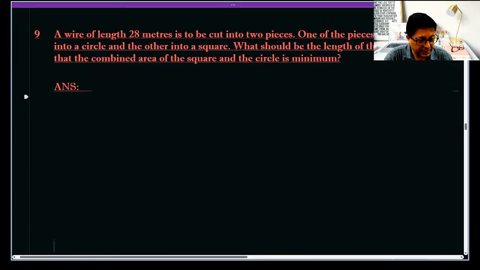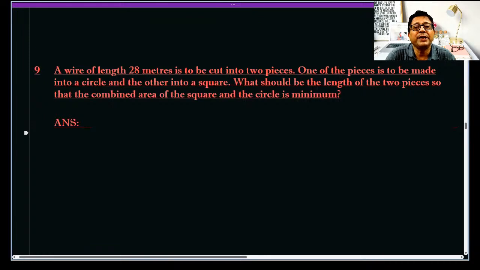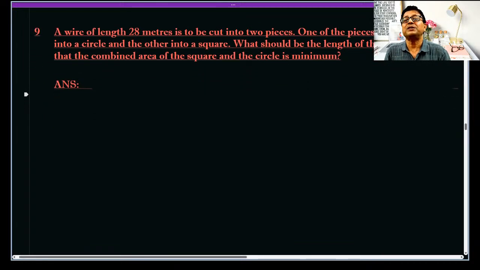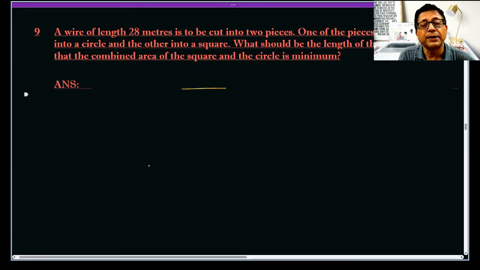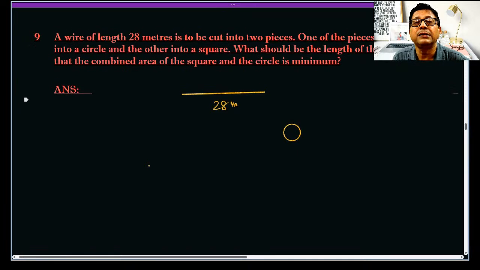A wire of 28 meters is to be cut into 2 pieces. One of the pieces is made into a circle, the other into a square. 28-meter long wire. You all can do it. And with this wire you are making a circle and you are making a square.